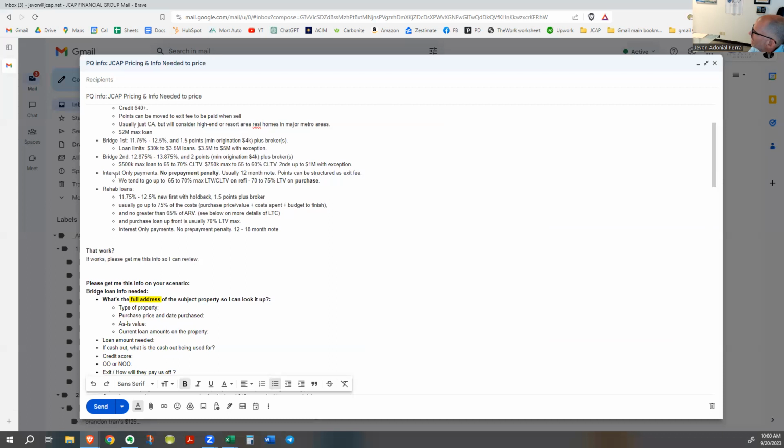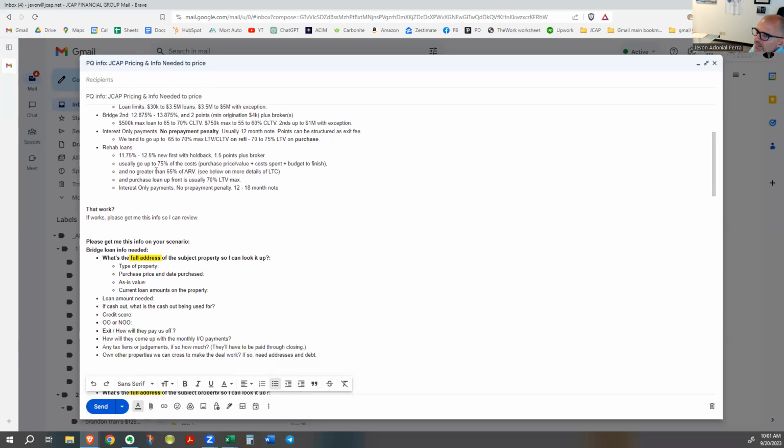If they pay it off the next day, we don't charge them a fee for paying it off too early, which the big banks will do. It's usually a 12-month note. Points can be structured as an exit fee. Barry went over that.